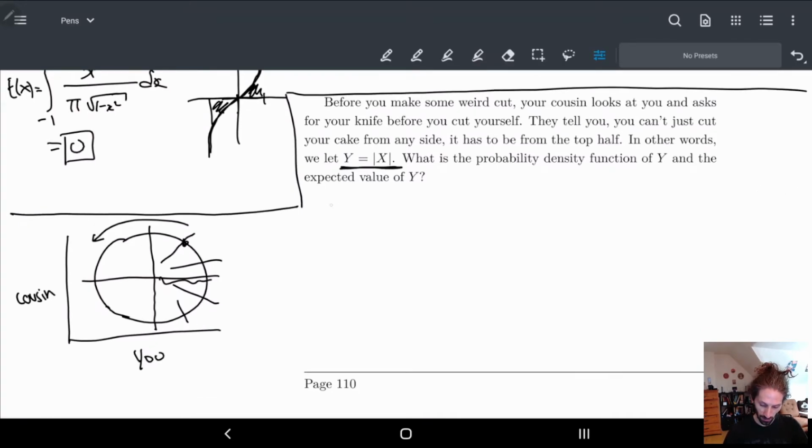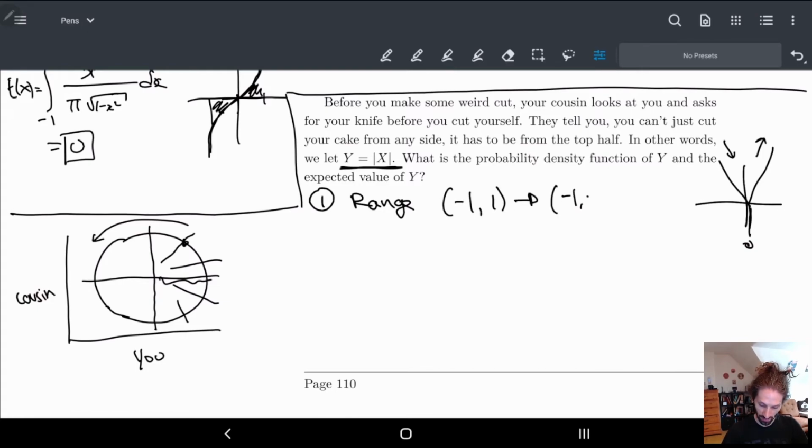So if I take the absolute value, first we have to do the range, right? So if you think about this, again, absolute value looks like this. It goes down, and then it goes up. So again, we have to split at this 0. So my range -1 to 1, I'm going to have to convert into -1, 0, union 0, 1. And then I take my absolute value from here.